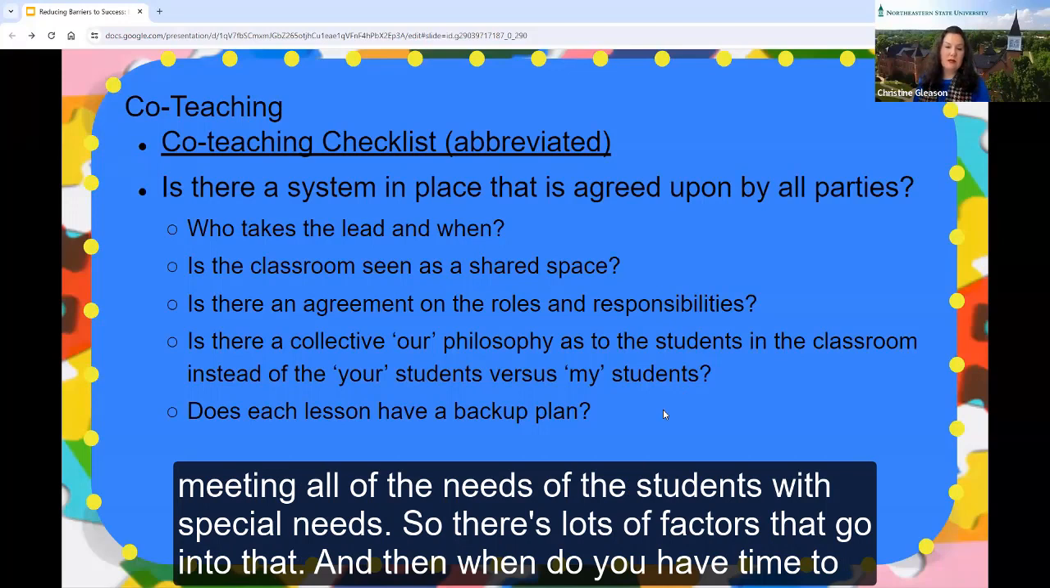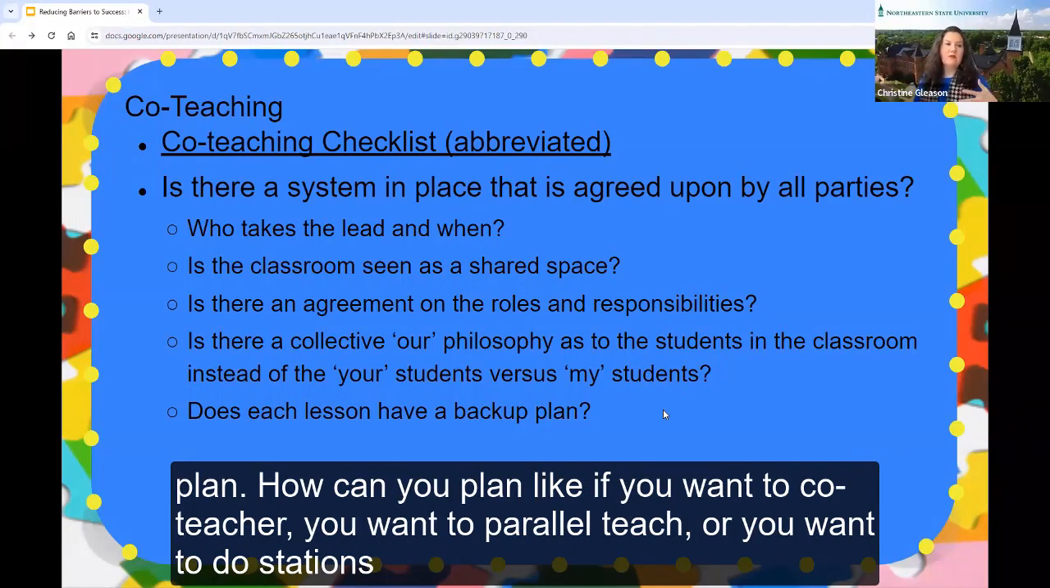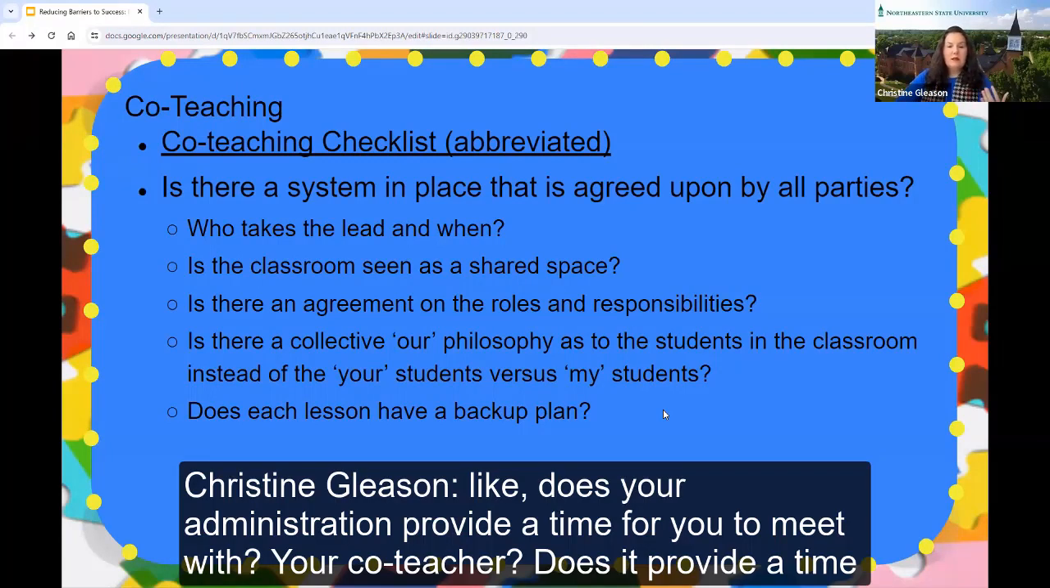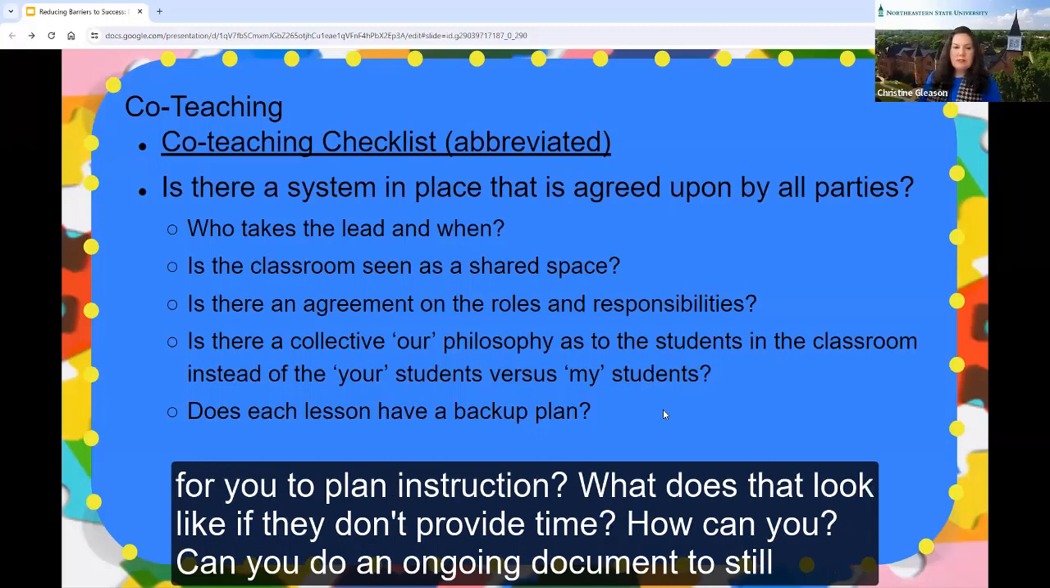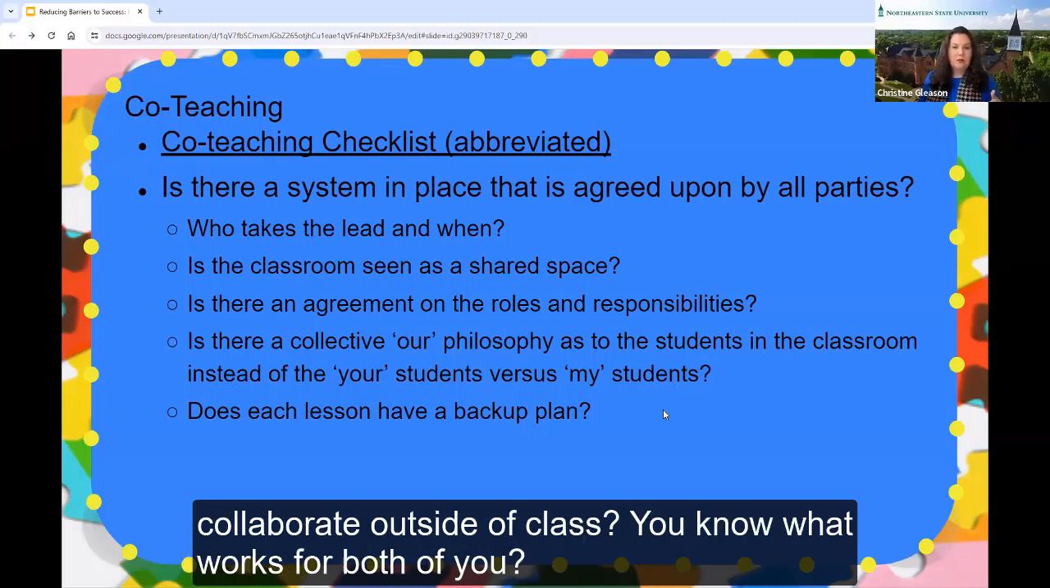And then when do you have time to plan? How can you plan? If you want to co-teach or you want a parallel teach or you want to do stations, does your administration provide a time for you to meet with your co-teacher? Does it provide a time for you to plan instruction? What does that look like? If they don't provide time, how can you do an ongoing document to still collaborate outside of class? What works for both of you?